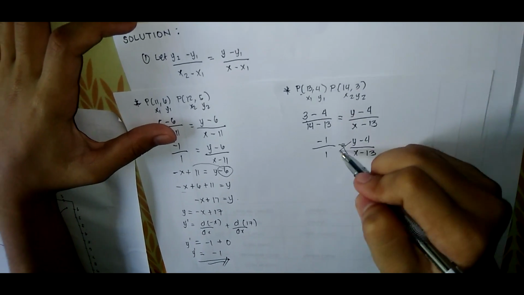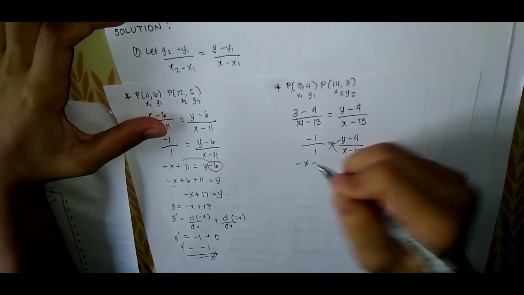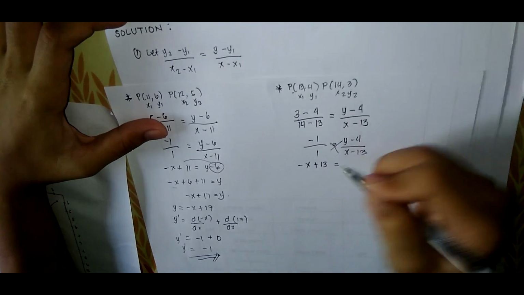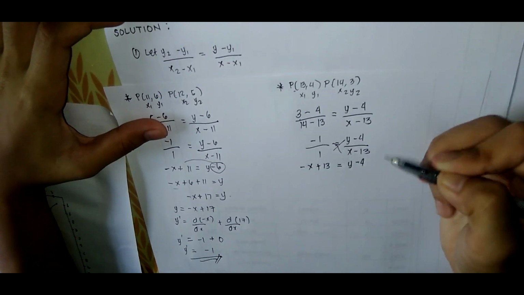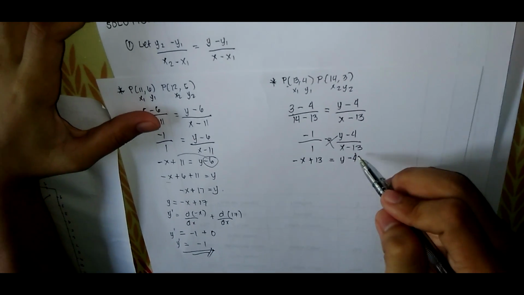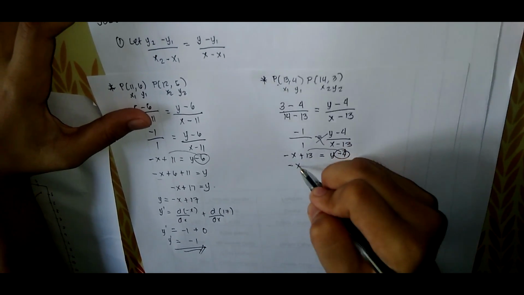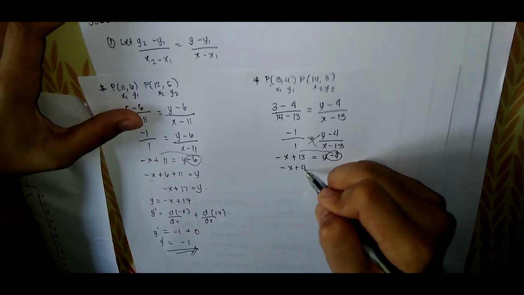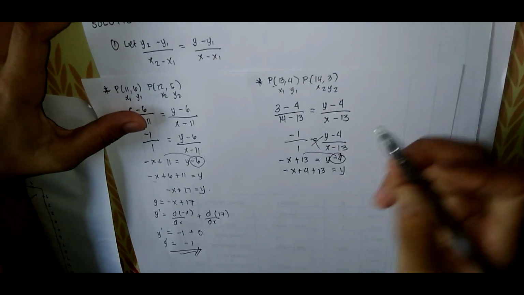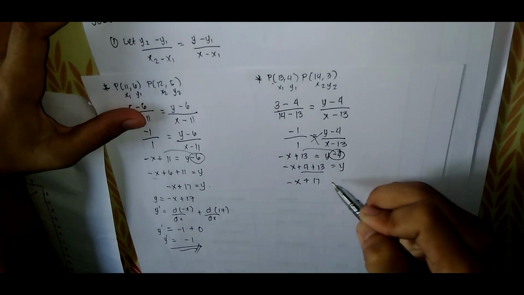Then cross multiply. So, negative x plus 13 is equal to y minus 4. Then, transpose the negative 4 to the other side. Negative x plus 4 plus 13 is equal to y. Then solve. Negative x plus 17 is equal to y.